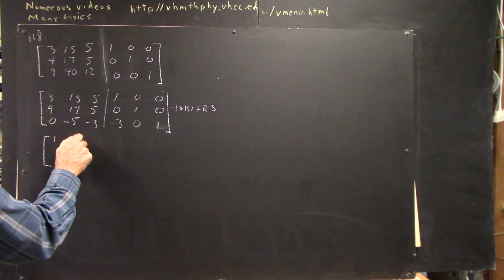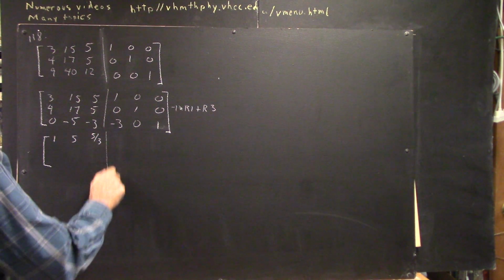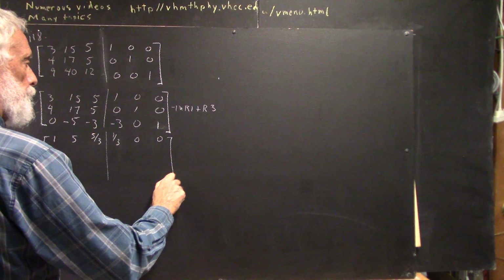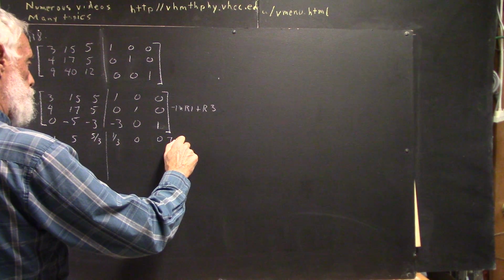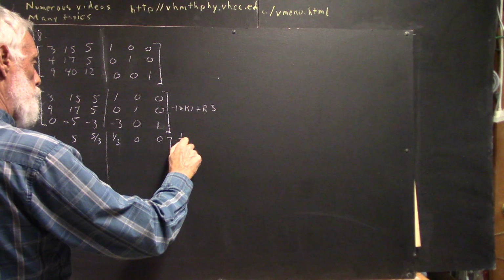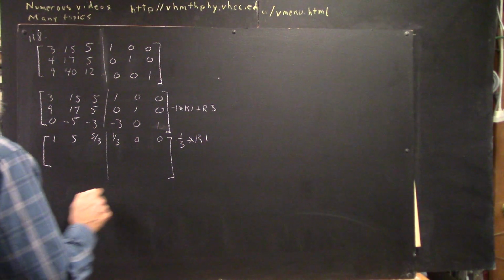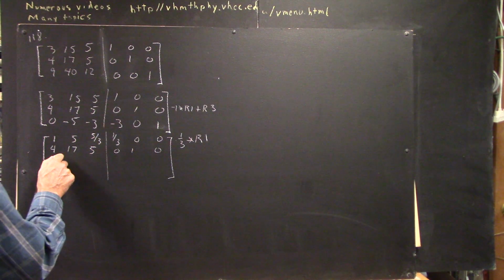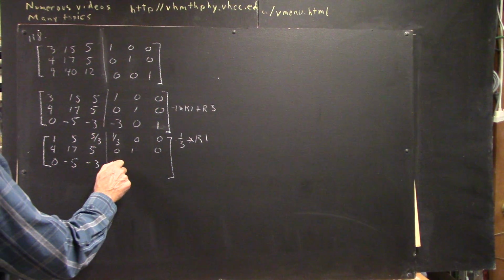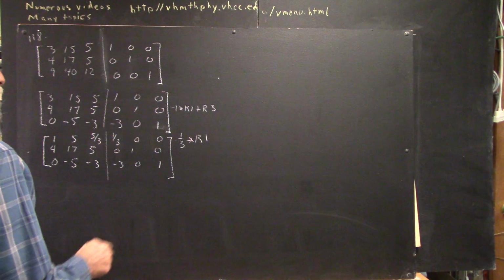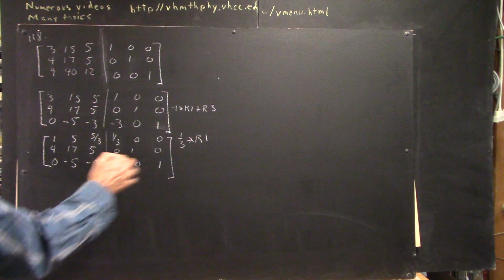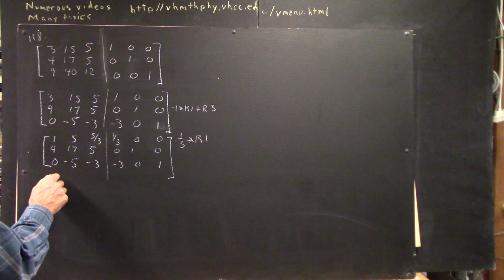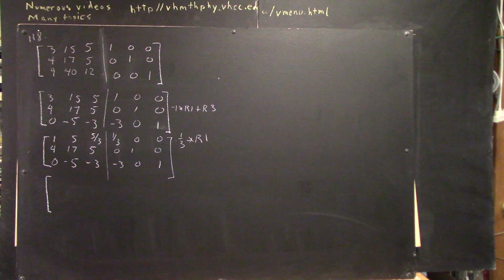by 3, getting 1, 5, 5/3, 1/3, 0, 0. So that's 1/3 of row 1. And then I have my 4, 17, 5, 0, 1, 0, 0, negative 5, negative 3, negative 3, 0, 1. Now we don't do anything with the matrix on the right except whatever we do with the matrix on the left. This is the matrix we're inverting, and we have to reduce this matrix to the identity.